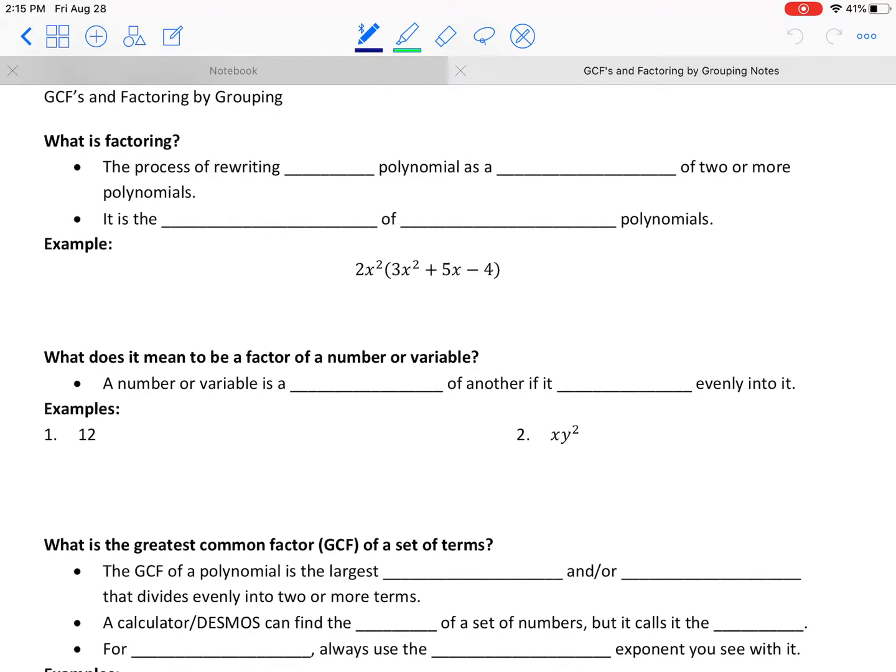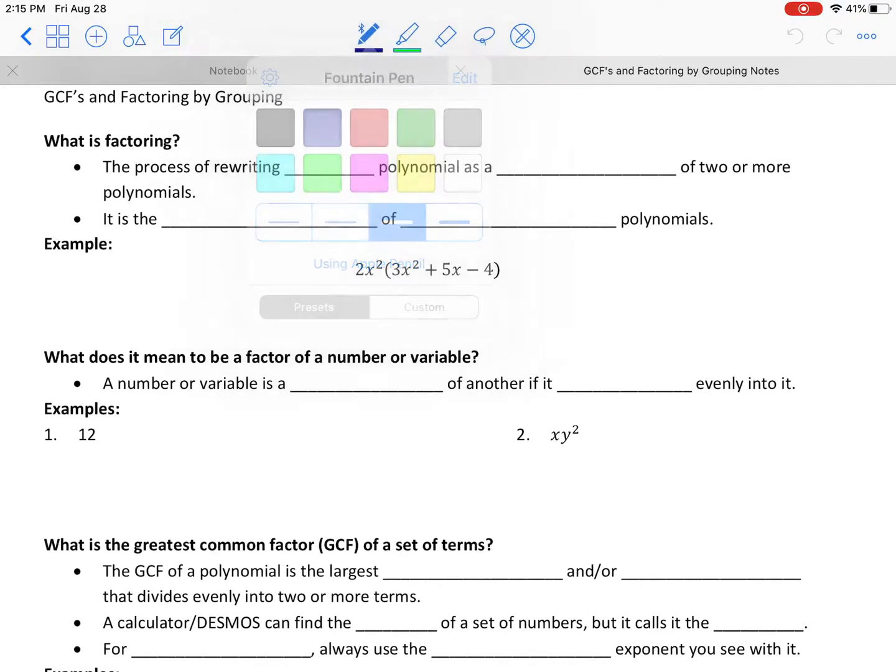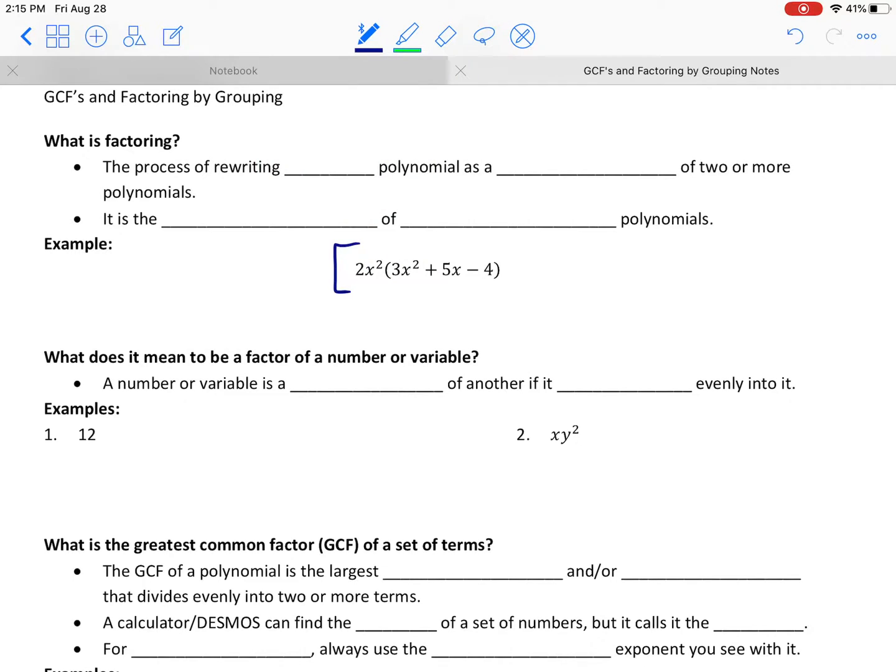Okay, so factoring. What is factoring? If I say that to you, what does it mean to you? Okay, it's sort of the opposite of multiplying. So I'm going to start with this problem right here. If I asked you to look at this problem and I said to work that problem out, what would you do with it? Well, hopefully you would distribute, right?